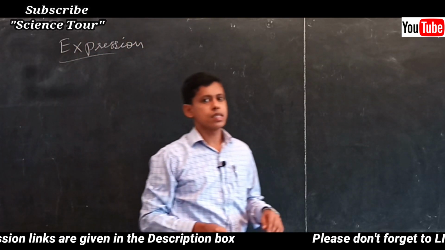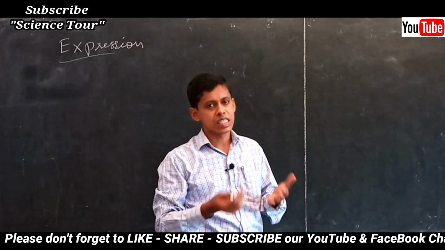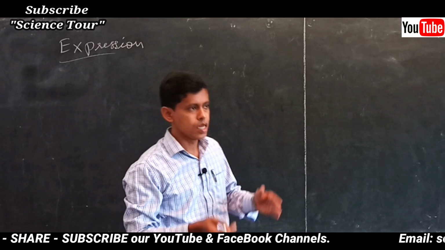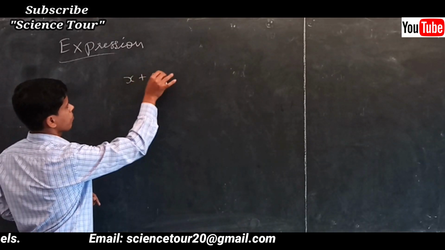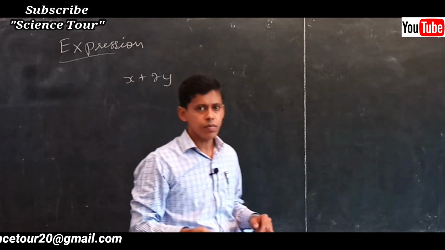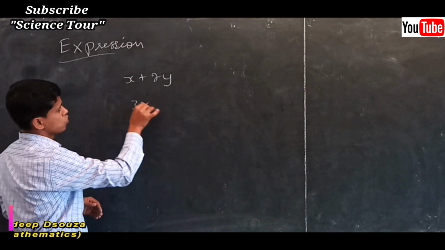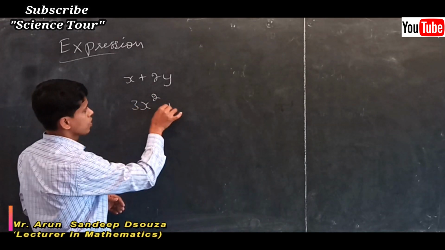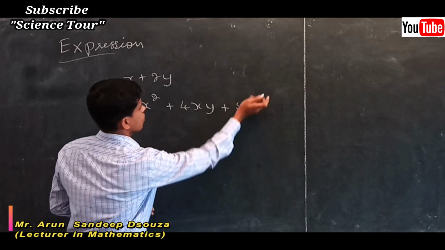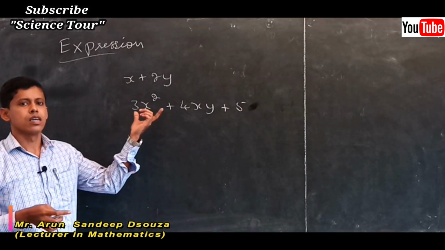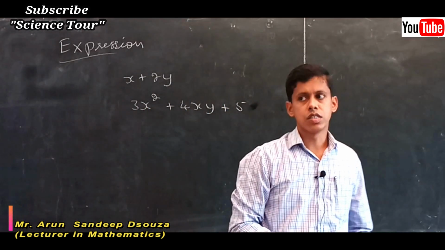Let us understand what we mean by expression and what is the difference between an expression and equation. Expression means it is of the form, let us say x plus 2y, or you can say whatever you want, let us say 3x square plus 4xy plus 5. So, this is an example for expression. Now, when you come to the equation, there is a difference.